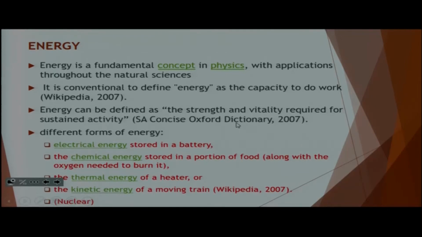We also have different forms of energies. Electrical energy, which is stored in a battery. The chemical energy stored in a portion of food, along with the oxygen needed to burn it. The thermal energy from a heater. The kinetic energy of a moving train or any moving object. And also the nuclear energy.